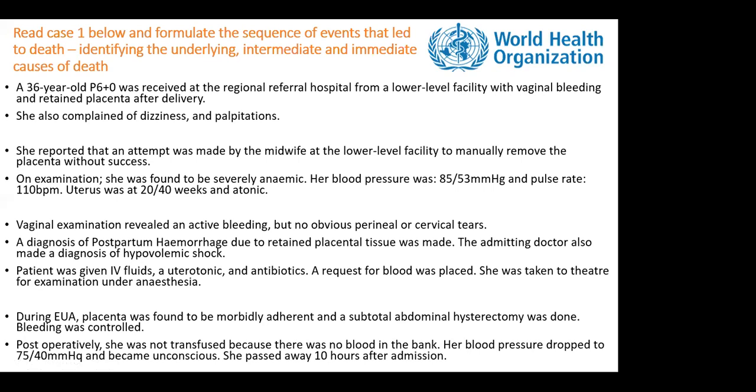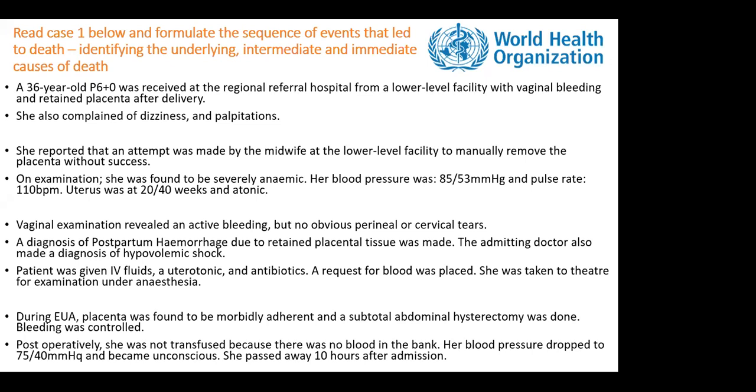She reported that an attempt was made by the midwife at the lower level facility to manually remove the placenta, but this was without success. On examination, she was found to be severely anemic. Her blood pressure was low, 85/50 millimeters of mercury, and pulse rate high, 110 beats per minute. Uterus was at 20 out of 40 weeks and atonic, and the vaginal examination revealed active bleeding, but no obvious perineal or cervical tears. So a diagnosis of postpartum hemorrhage due to retained placental tissue was made. The admitting doctor also made a diagnosis of hypovolemic shock.